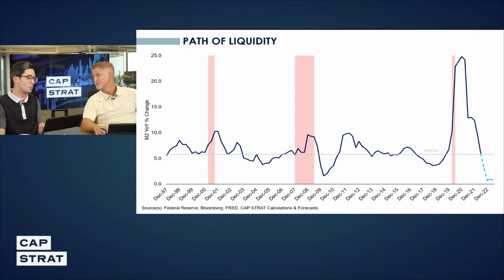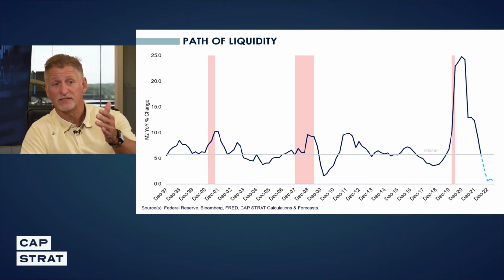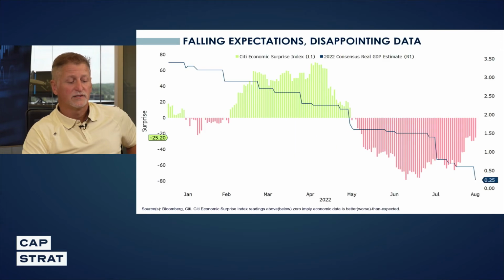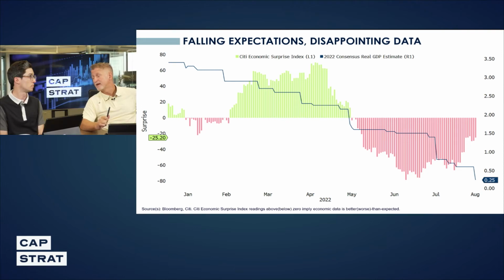What we've seen is just people monetizing financial assets so they can spend it in the real economy, but that can only last so long. And we're just starting the point of the deceleration where we're going to start to feel it. The next 6 to 9 months is really going to be substantial. So expectations are falling, but probably not fast enough.